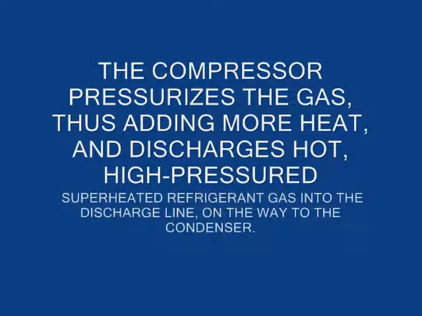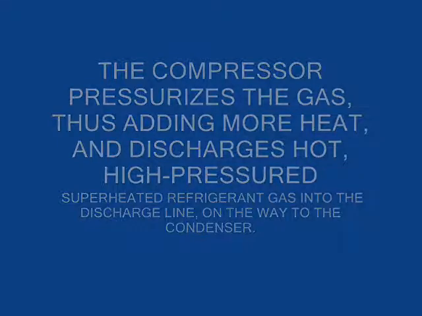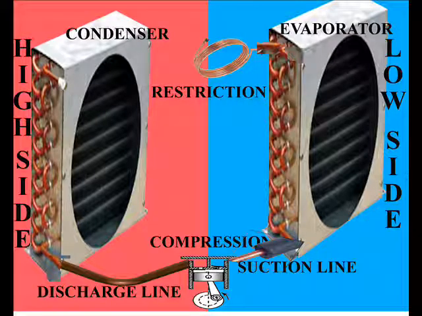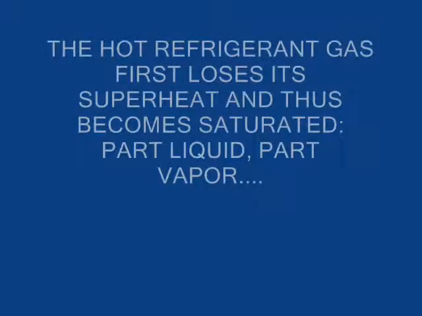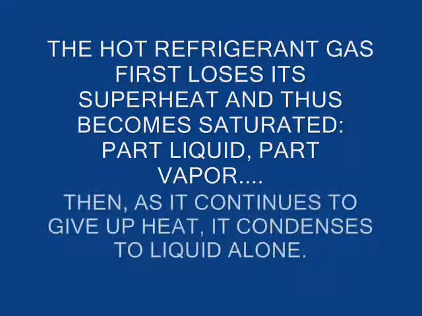The compressor pressurizes the gas, thus adding more heat, and discharges hot, high-pressured, superheated refrigerant gas into the discharge line on the way to the condenser. The hot refrigerant gas first loses its superheat and thus becomes saturated, part liquid, part vapor. Then, as it continues to give up heat, it condenses to liquid alone.